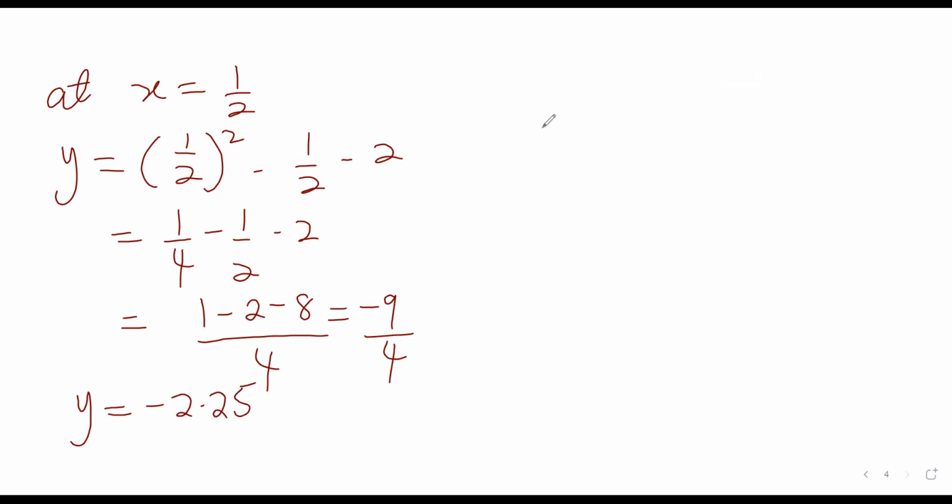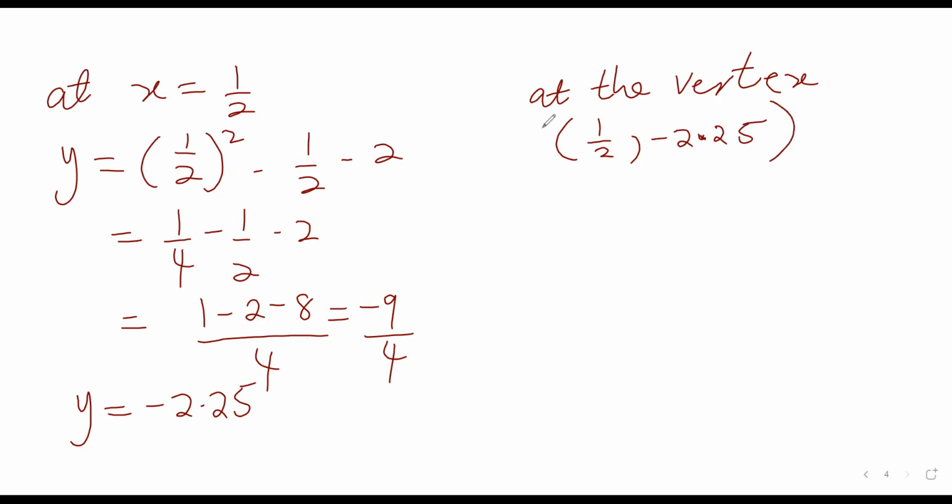All right. So it means that at the vertex, we have the coordinates 1 over 2 and negative 2.25. Okay, so at the vertex, we have 1 over 2 and negative 2.25. So now let's go take any two numbers of x.